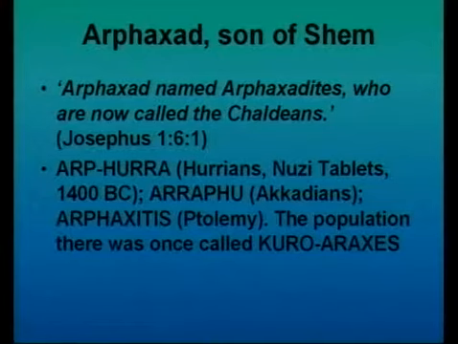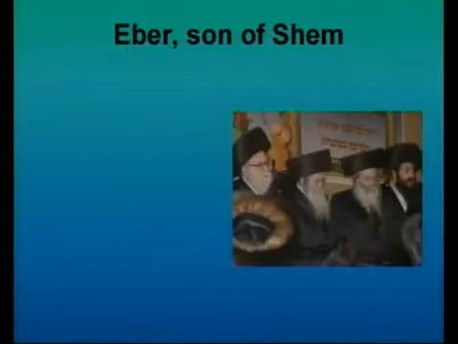Now, according to the Hurrian culture, in the Nuzi tablets, clay tablets of 1400 BC, there are the people called the Araphura. They are known as Araphu amongst the Akkadians, and Ptolemy refers to them as Arphaxadis. And there was once a population in that area called the Kuru Araxes. In fact, there's even a river mentioned, named after Araxes. And scholars reckon it's traced back to Arphaxad, the son of Shem.